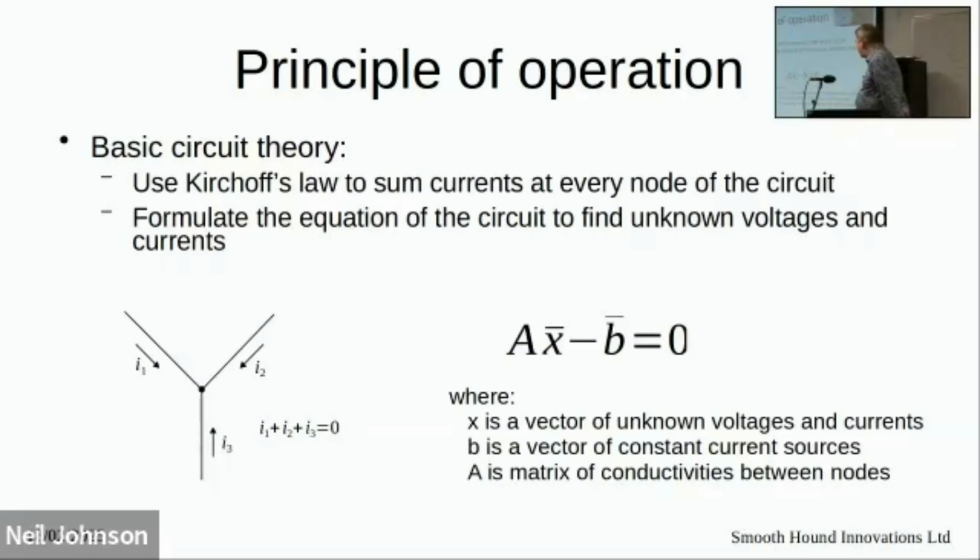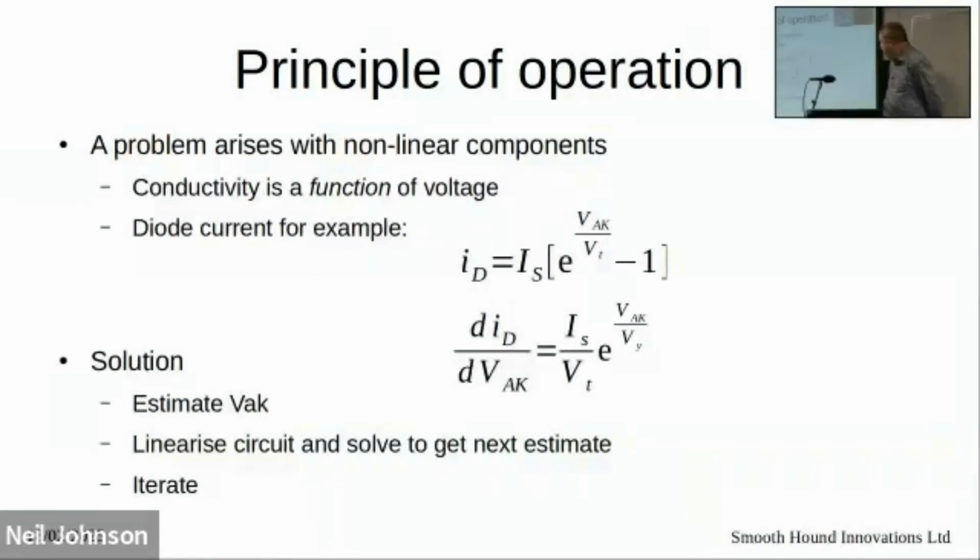We have a system matrix A, which is a matrix of the conductivities between nodes. We've got an unknown vector X, a vector of unknown voltages and currents, and we've got any constant currents separately. Solving that for X should give us the voltages and the currents that we want. Things become more difficult, however, when you have nonlinear components in there. As an example, a diode has a current whose conductivity changes as the voltage across the diode changes. If it's reverse biased, or if it's got very low voltage across it, it's got no conductivity at all. If it's got significant voltage across it, then it has a high conductivity. So we can't just make a straight A matrix, because we'd have V_AK, the voltage, in that matrix. So we need to go about it a slightly different way.